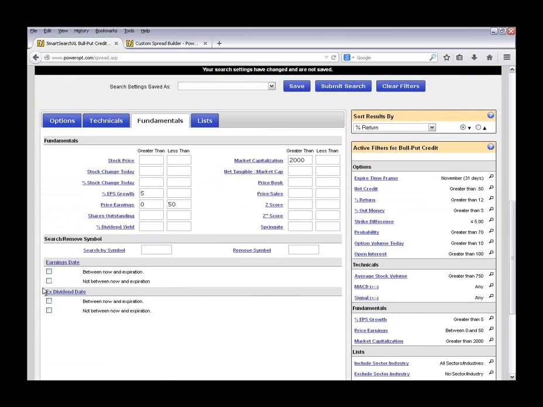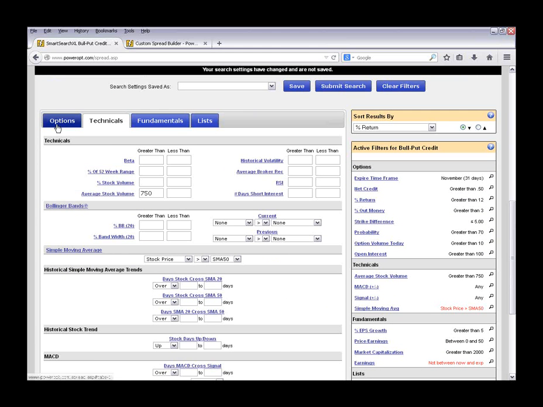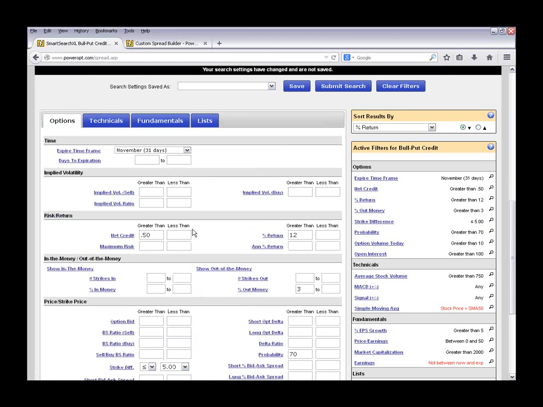Very quickly, let me add back in those 2 filters, not between now and expiration, and the technicals, so we see the stock trading above the 50-day moving average for our bullish spreads. Now, let's go back and let's talk about weekly series.